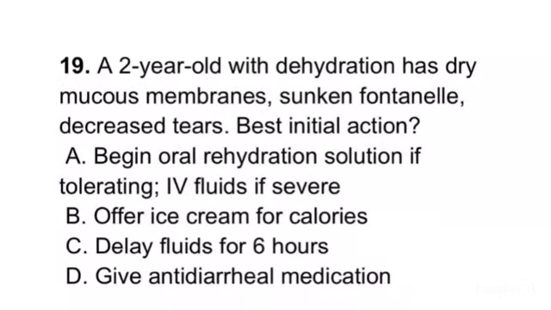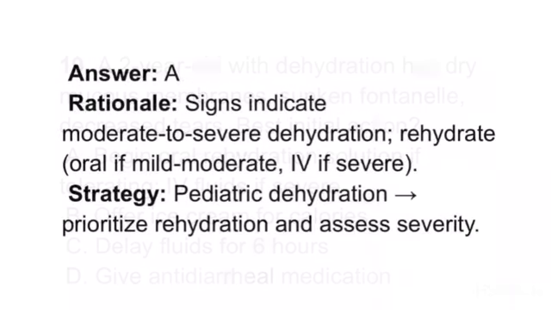19. A 2-year-old with dehydration has dry mucous membranes, sunken fontanelle, decreased tears. Best initial action? A. Begin oral rehydration solution if tolerating, IV fluids if severe. B. Offer ice cream for calories. C. Delay fluids for 6 hours. D. Give antidiarrheal medication. Answer: A. Rationale: signs indicate moderate to severe dehydration; rehydrate, oral if mild to moderate, IV if severe. Strategy: pediatric dehydration, prioritize rehydration and assess severity.